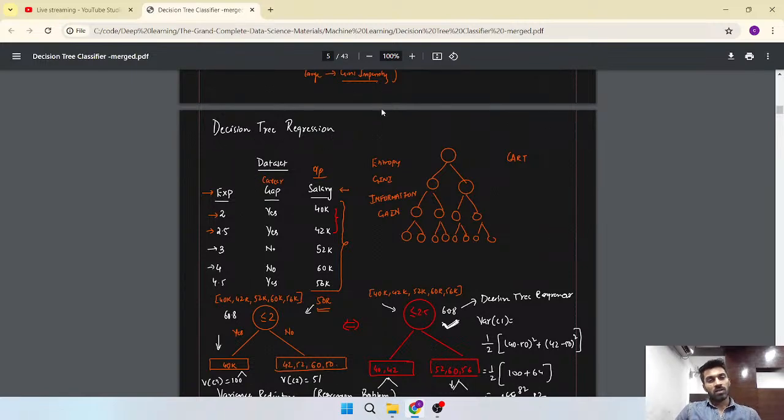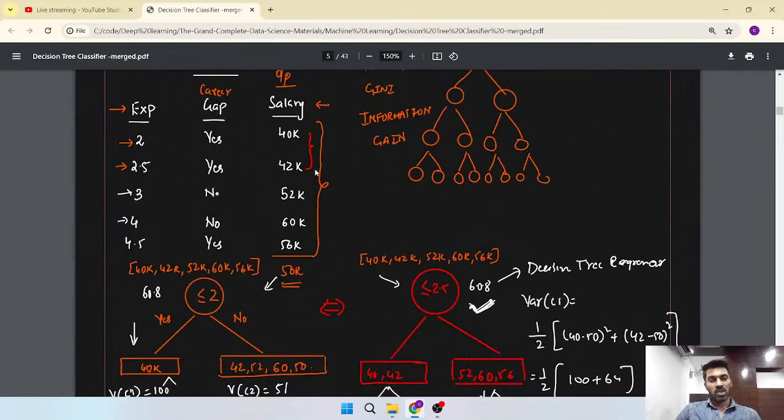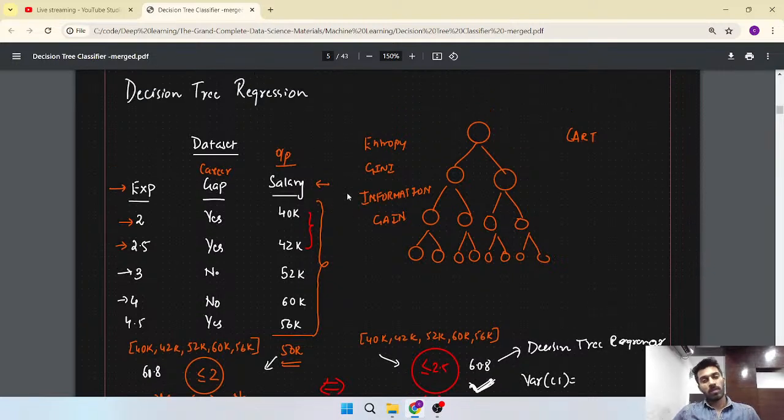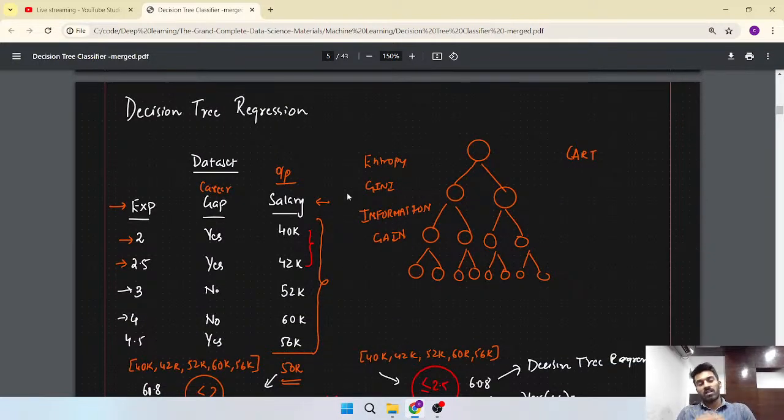Now coming to decision tree regression. Okay, so let's continue our discussion on decision tree regression.